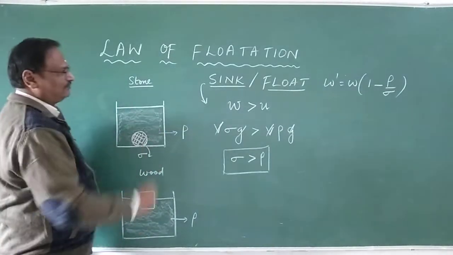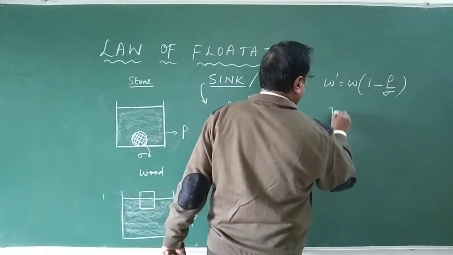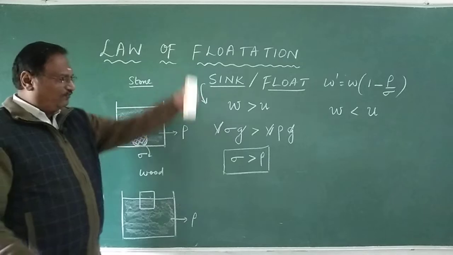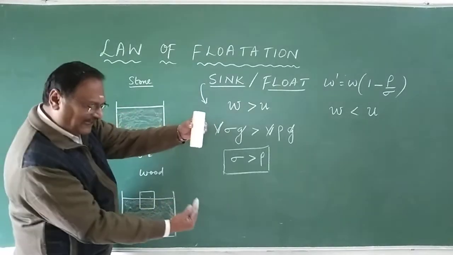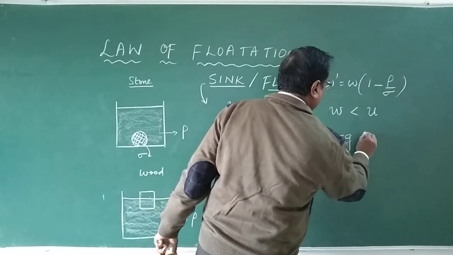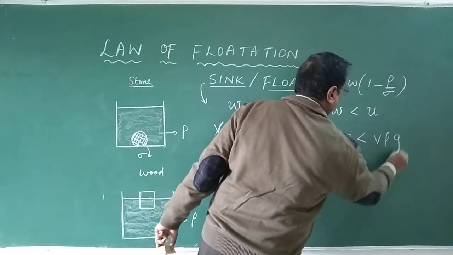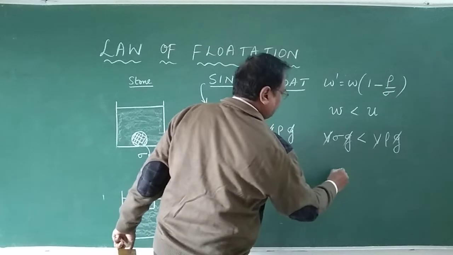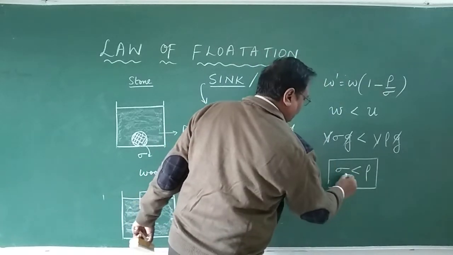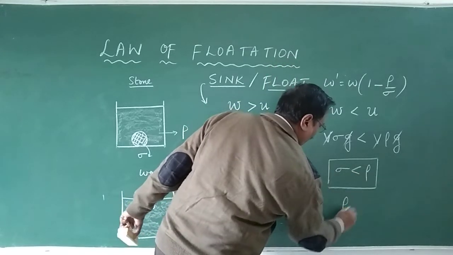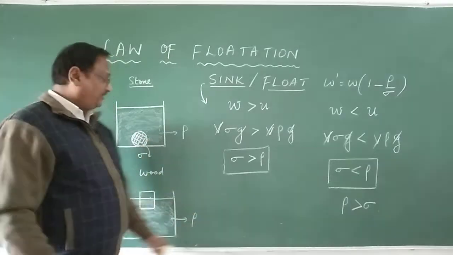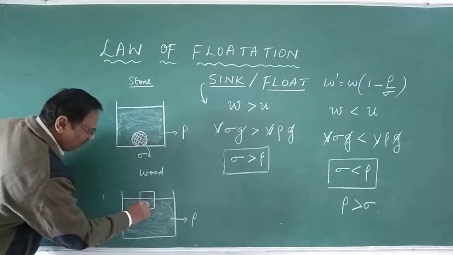Now in the case of wood, W is less than U. Let us put this condition. That is, the weight of the body is less than the upthrust. That is V sigma g is less than V rho g. Vg gets cancelled, sigma is less than rho. So this is the condition. Or rho is greater than sigma. In either way it is one and the same. Rho, density of water, is more than density of wood.